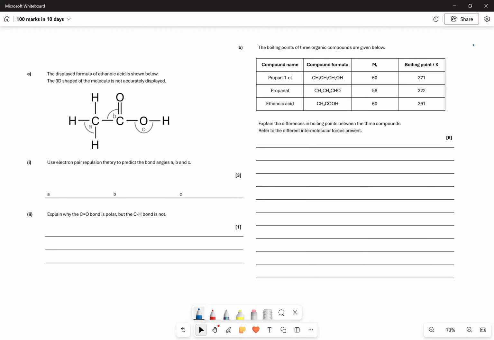So, welcome now to day 3 of our 100 marks in 10 days challenge. And this question is all about shapes of molecules and also about intermolecular forces.